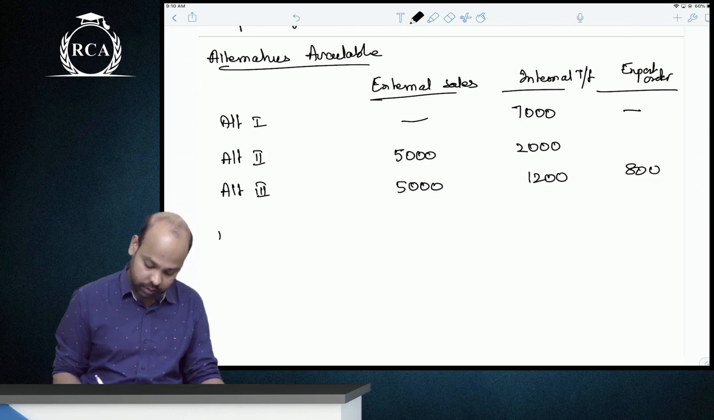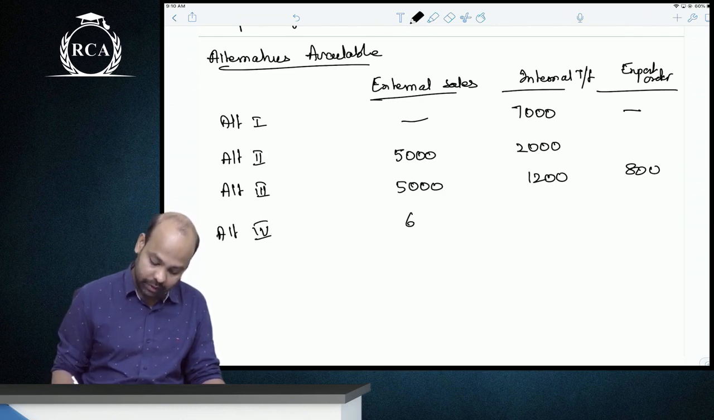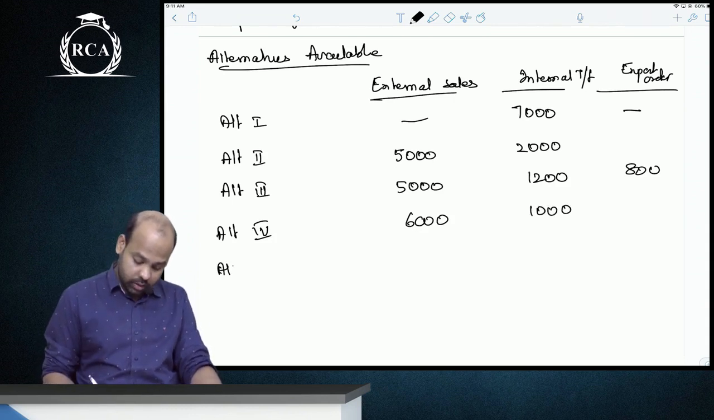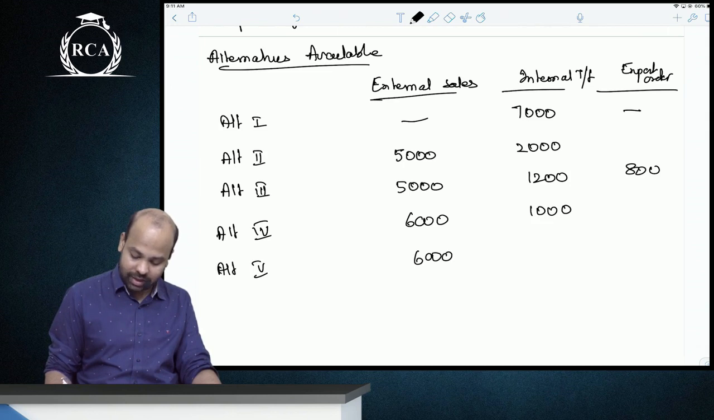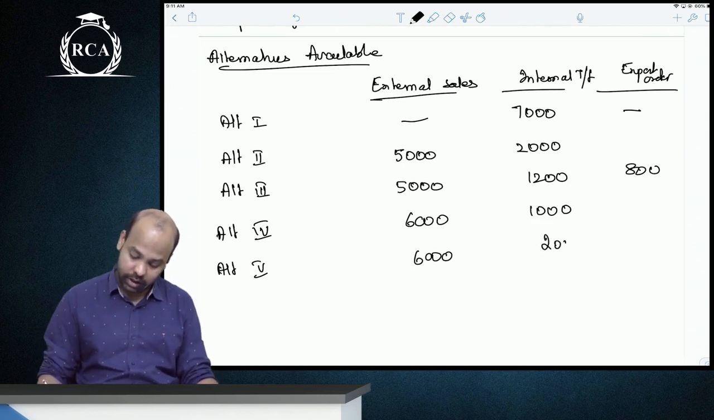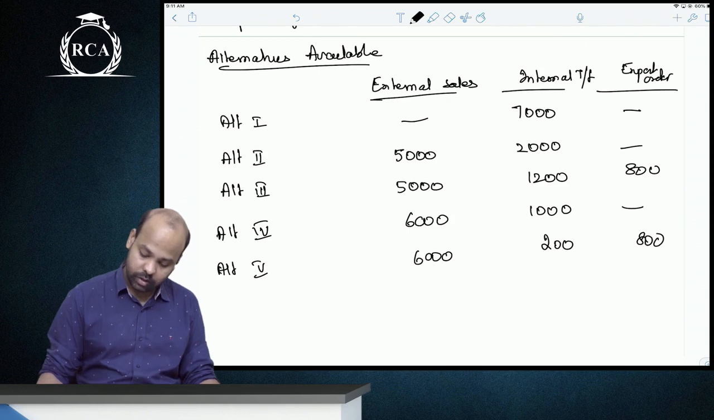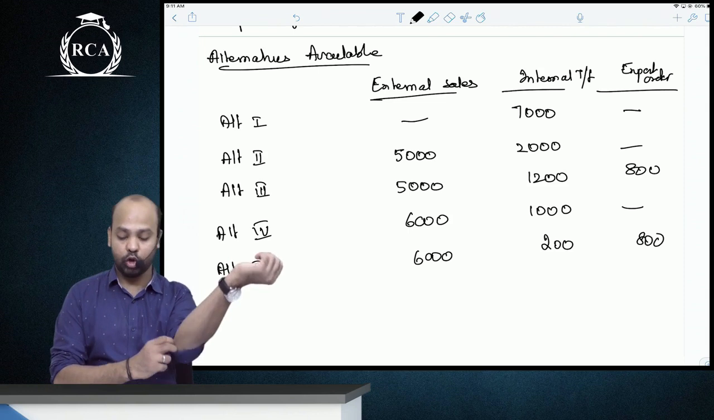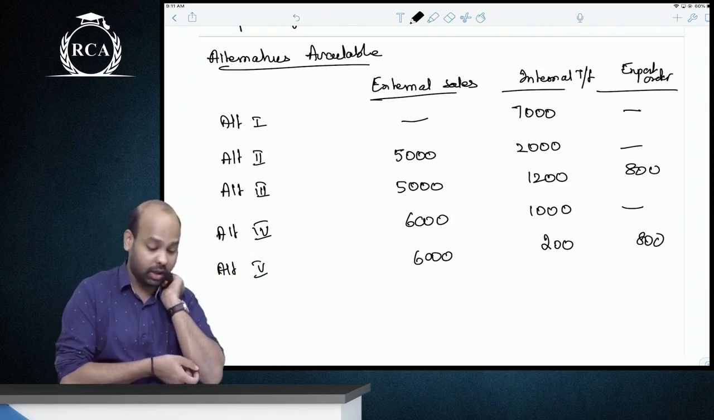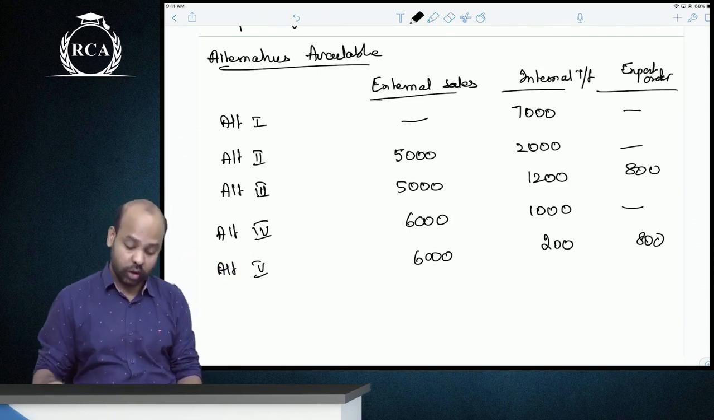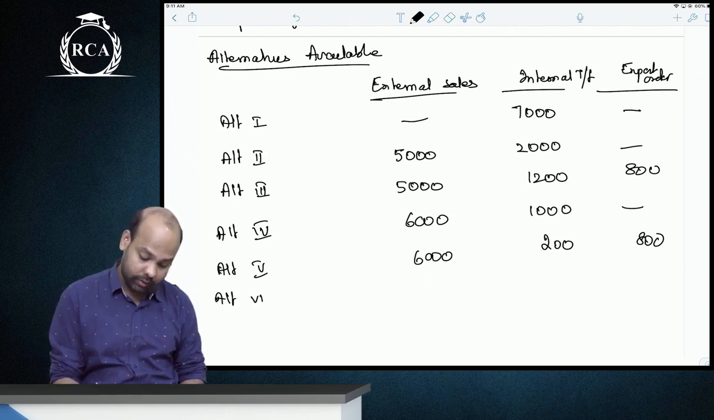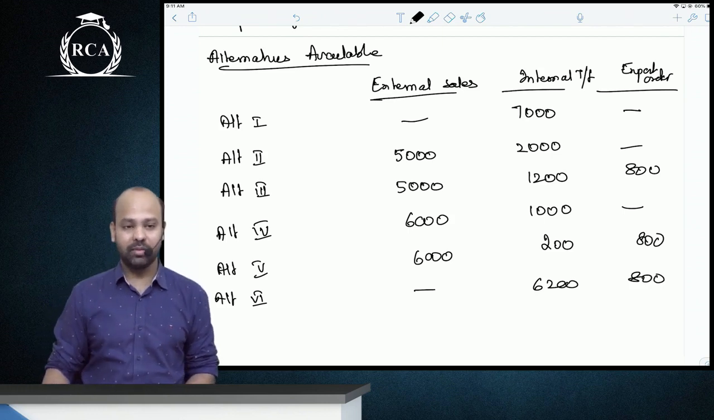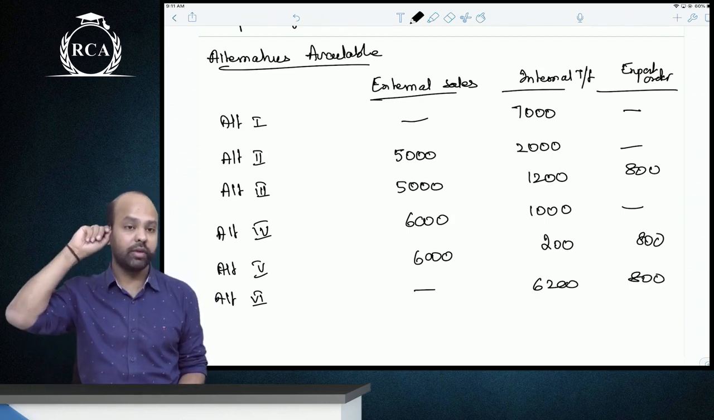1,200 internal transfer. Alternative 4 is: what if I take up external sales of 1,000 units, internal transfers 1,000. Alternative 5: what if I take up 6,000 units, here it is 200 and 800. I'm giving preference to internal transfers as such. Now you might say, sir, 6,200 units internal transfer and 800 units export order. Write that also, all the alternatives that you are thinking of. That is not relevant, but still I'll present. These are all the alternatives that are available with me.